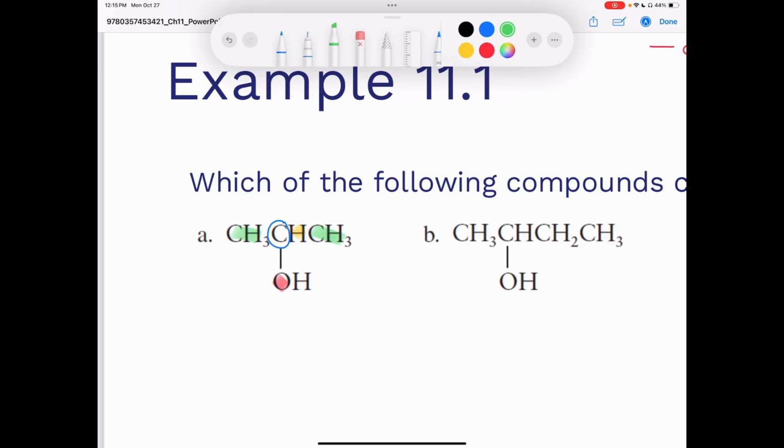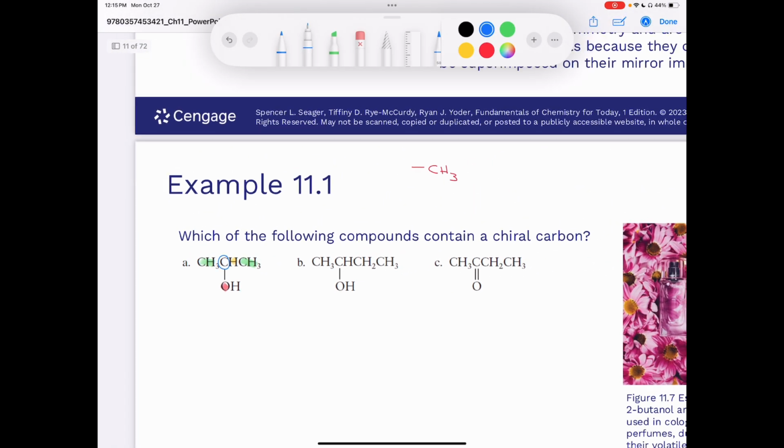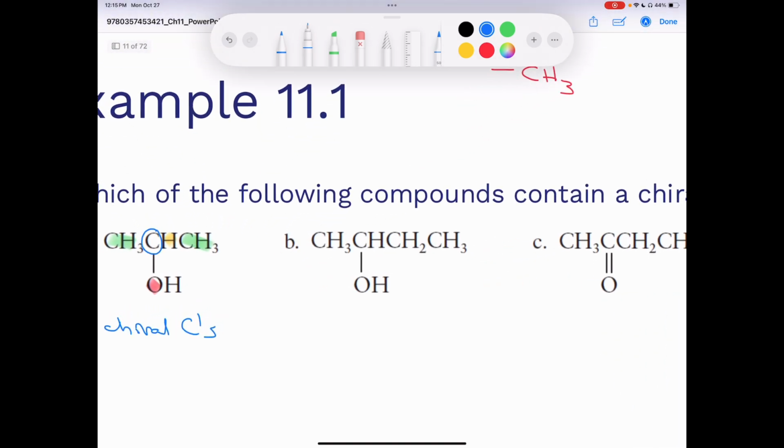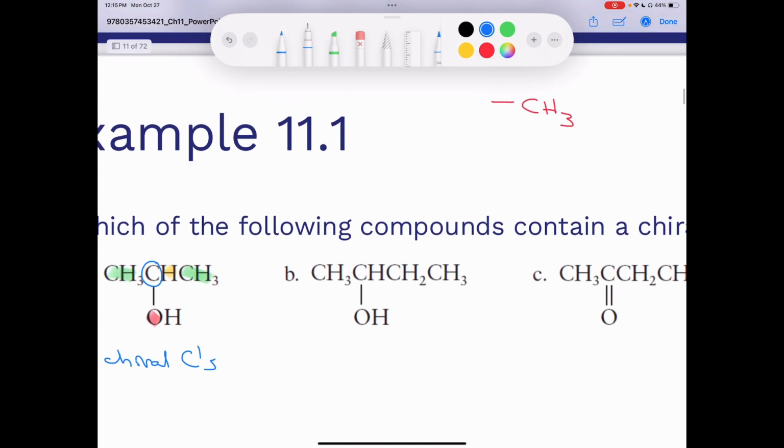So since that carbon in blue is attached to 2 methyl groups, 2 groups that are identical, it is not chiral, okay? So in this molecule, no chiral carbons.